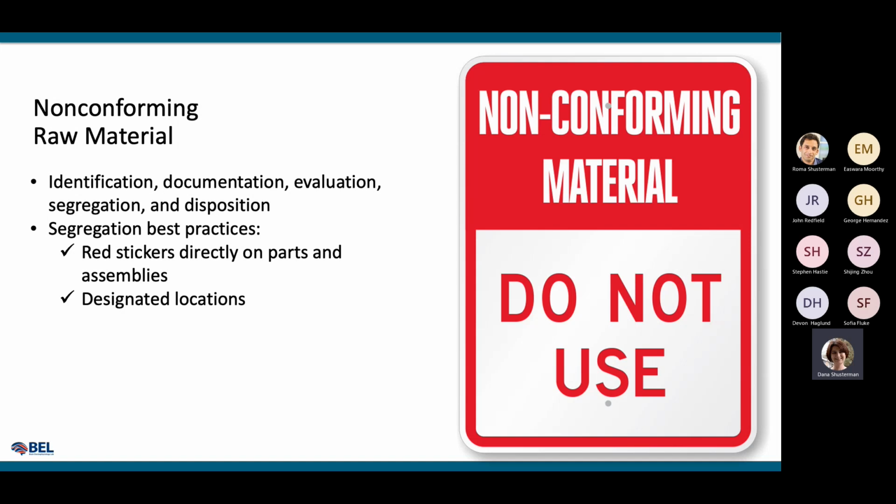As I mentioned before, non-conforming product should be segregated. How do we do it? We can put red stickers directly on non-conforming parts and assemblies, and we need to quarantine the non-conforming parts in designated locations.